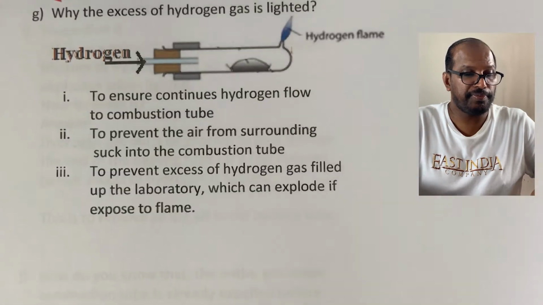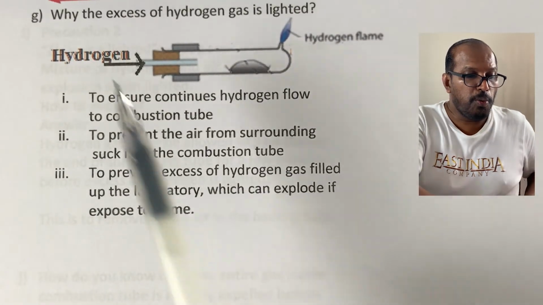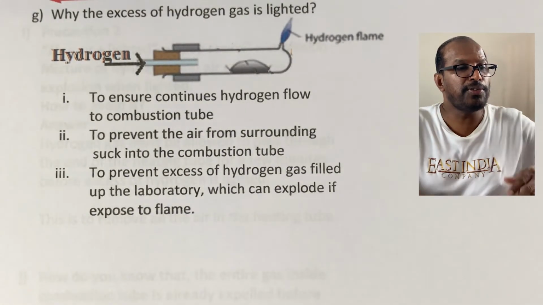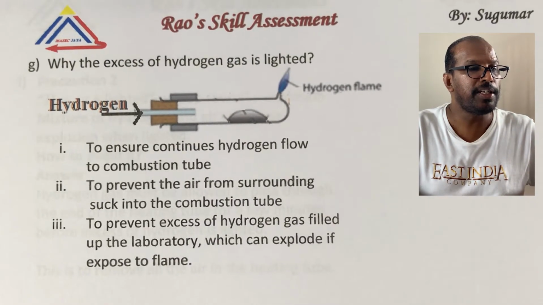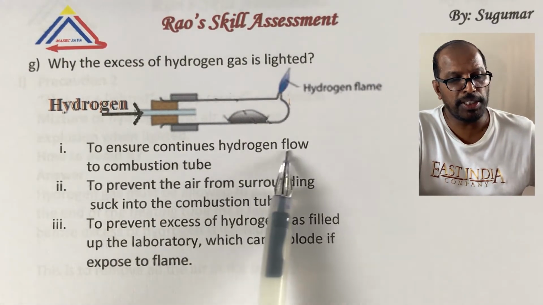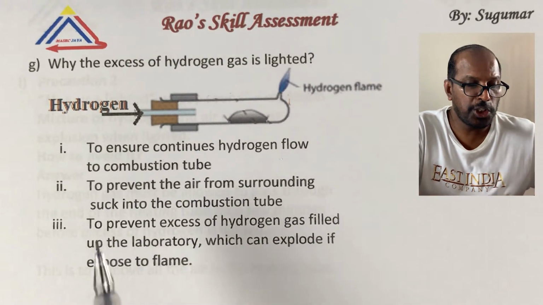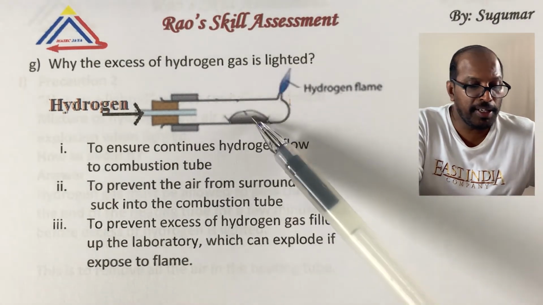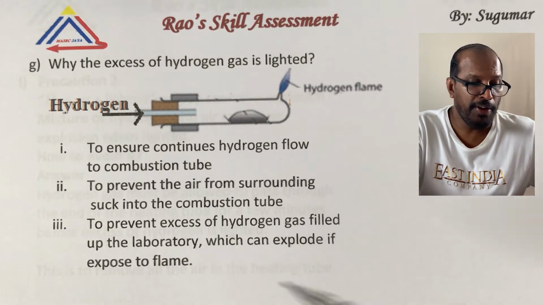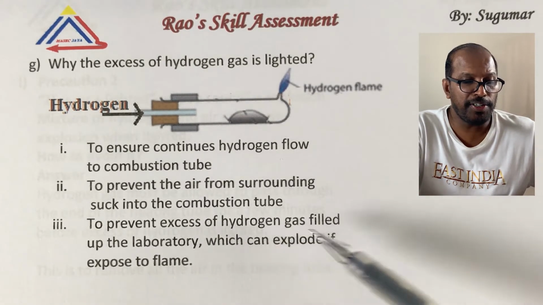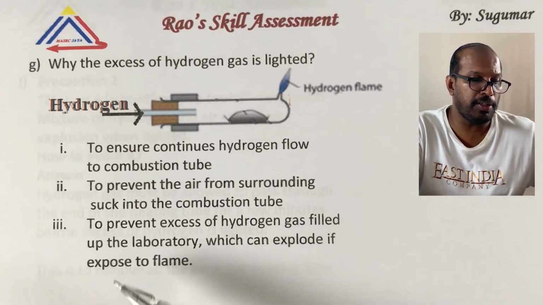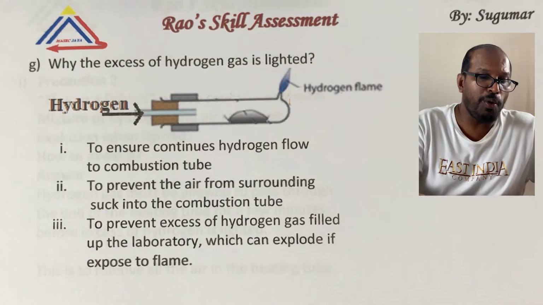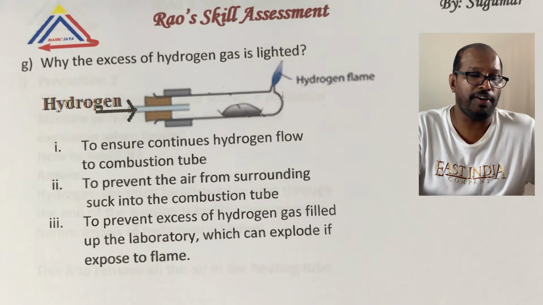Now the next: why is the excess hydrogen gas lighted? There are a few reasons why we are doing this. One, to ensure a continuous hydrogen flow to the combustion tube. Two, to prevent the air from the surroundings from being sucked into the combustion tube. That means when it comes inside, it can oxidize the copper that we formed. And thirdly, to prevent excess hydrogen gas from filling up the laboratory, which can explode when it is exposed to a flame. These are the three reasons why we should burn the excess hydrogen.